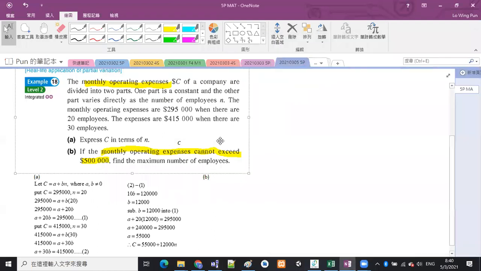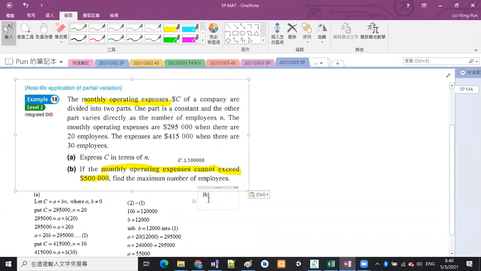Okay, do you understand what I mean here? It's very, very clear. You do not need to think, you do not need to judge, you do not need to determine anything. You just need to translate. The monthly operating expenses in this question means the unknown C. Cannot exceed means it's not larger than, means it can be smaller than or equal to. So I use this inequality symbol, and then cannot exceed 500,000.